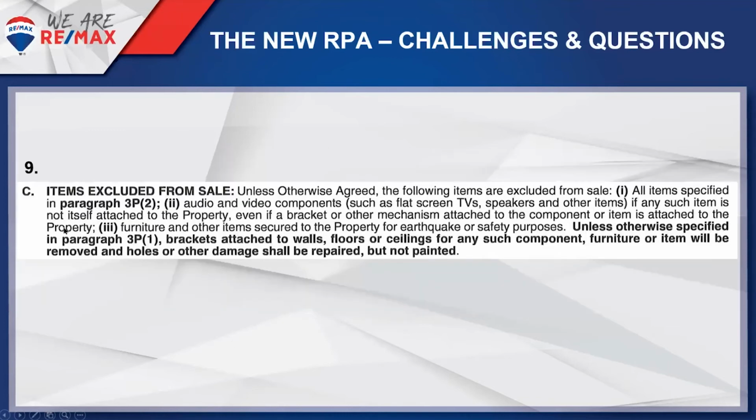So keep that in mind. Now, the other thing to change is the brackets. If you are removing your TV from the wall, and most people are, because the TV is still personal property, or your stereo components, if you're removing them from the wall, you also remove the brackets and patch the holes. You don't have to paint them, but you have to patch them. The old RPA said you could leave the brackets there, and that was what the boilerplate said. But now they reversed that. They said, no, take your brackets with you. The buyer doesn't want them, and patch those holes up. So keep that in mind.